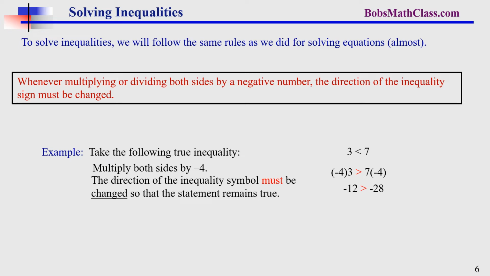But if I multiply by negative 4 on both sides, I get negative 12 and negative 28. Well, negative 12 is greater than negative 28. So to keep it true, we have to switch the inequality symbol. If you do not flip it, then it's no longer a true statement. Okay, so I hope that makes sense. Whenever you multiply or divide by a negative, you have to flip it.